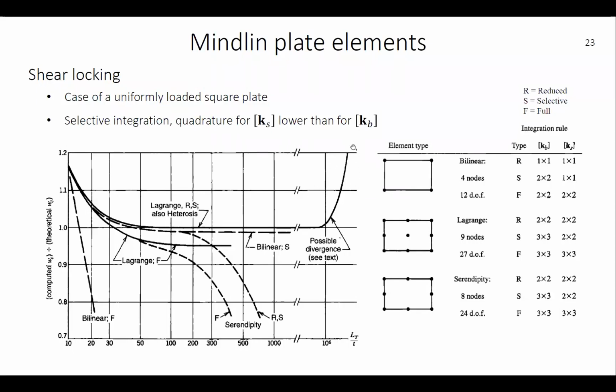There is some potential divergence for these higher order elements over here. This is described more in the textbook, but maybe not a very practical issue. It's more for benchmarking the elements. So generally speaking, second order plate elements perform better than the first order ones. But one should be careful about which integration order to use, because if you use a full integration order, you may have overstiff behavior due to shear locking.